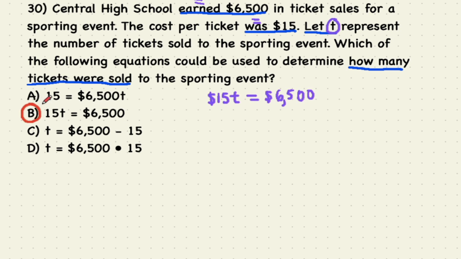Be careful with these types of problems because, as you can see, some people would probably choose A because it looks very similar, and without really looking, they'll confuse the T and say, oh, I see 15 equals 6,500. And then they get it wrong because the T is on the opposite side. So just be very careful with that. Let's go ahead and move on to number 31.